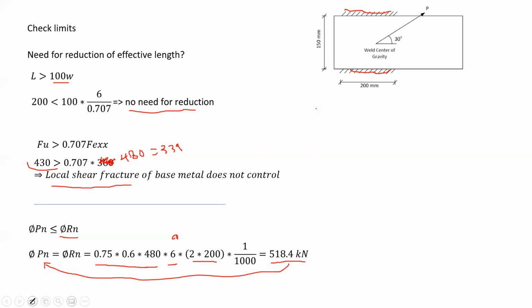load that is applied. Now, notice that in the problem, it was given to us that the P value is at 30 degrees. Now, it doesn't really matter if it was 30 degrees, 10 degrees, 45, any kind of degree. It doesn't matter in any orientation. Both welds will be in shear. Therefore, the orientation of this force does not matter, and P at the end is going to be equal to 518.4 kilonewtons.